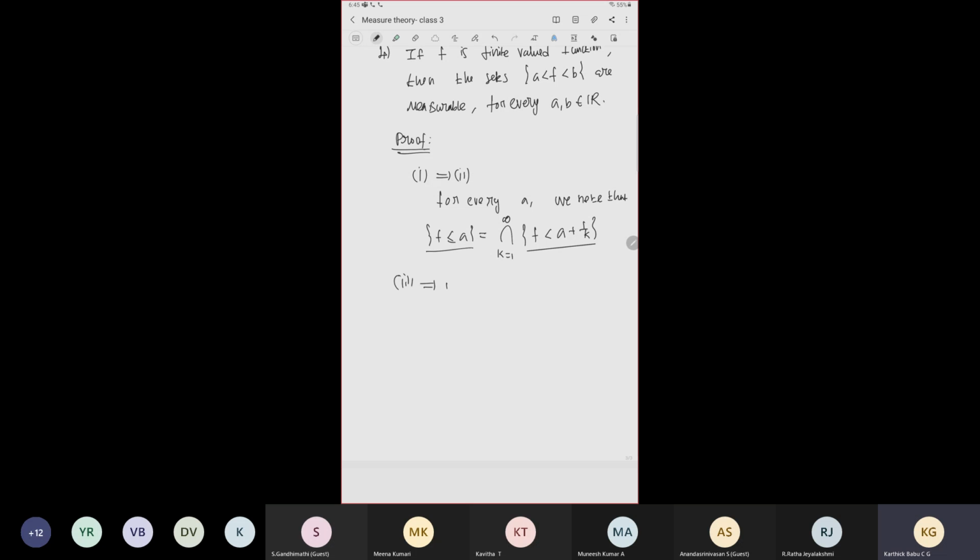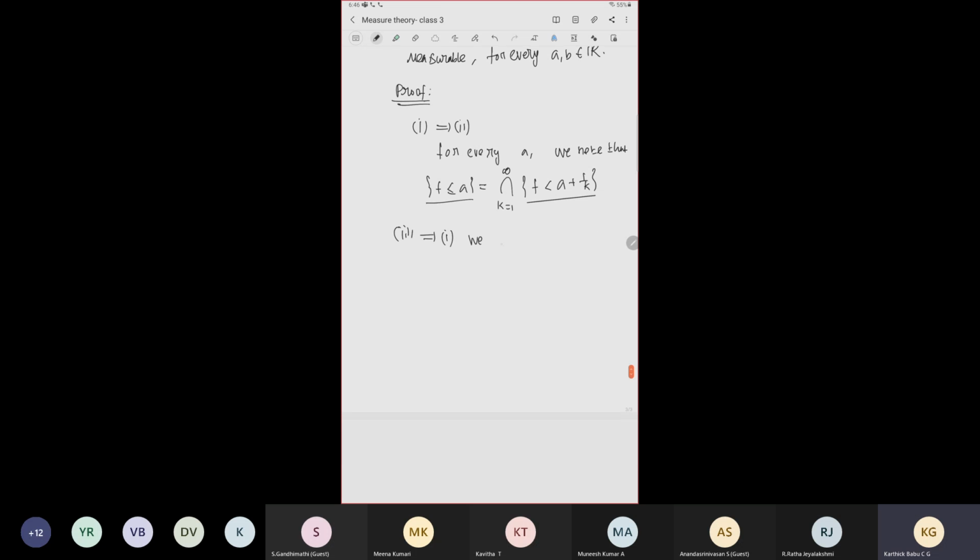Now we want to show 2 implies 1, so that both are equivalent, and we are going to use a similar thing there. We observe that F less than A equals, so now we are taking the union instead. If we take all the union, it does not contain A. So none of the sets contain A. The union of those sets is clearly F less than A, because we are just taking F less than or equal to A minus 1 by K. It is an increasing set. It will go up to A, but it does not contain A. None of them contain A, so the union also does not contain A. So again, countable union of measurable sets is measurable. So this set is measurable. So the first definition and second definition are equivalent.